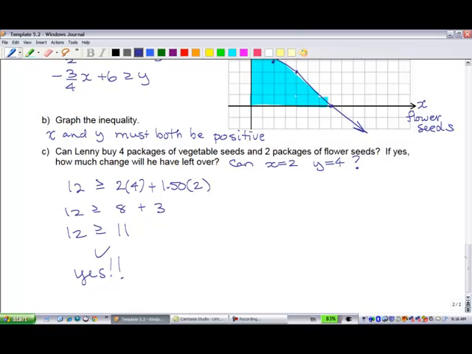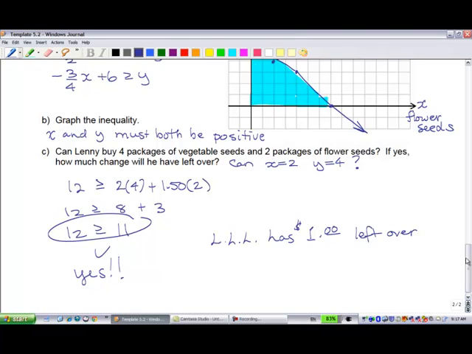How much money does he have left over? Well, because the difference between the two sides, 11 and 12, little Lenny Leonardson has $1 left over. So really it's the difference between the two sides.